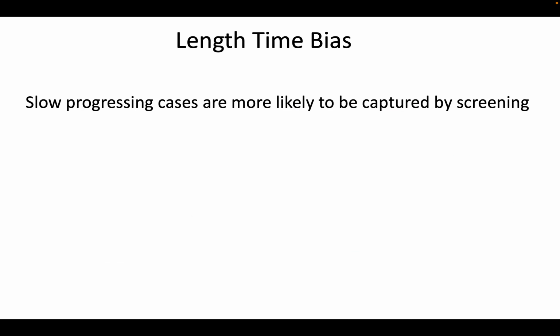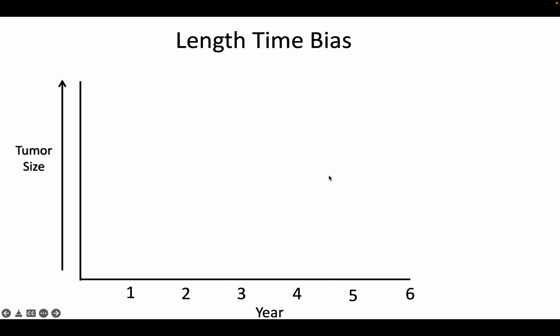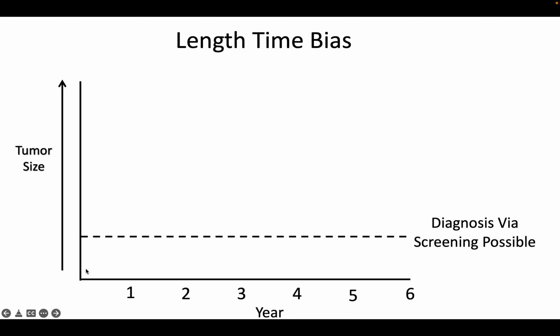The other type of bias is length time bias, and the basis behind this is that slow progressing cases are more likely to be captured by screening. The visual here also has years 1 to 6 on the x-axis, and the y-axis is tumor size, going from a very small tumor to a very large tumor. Let's assume that when the tumor gets this big, diagnosis becomes possible by screening.